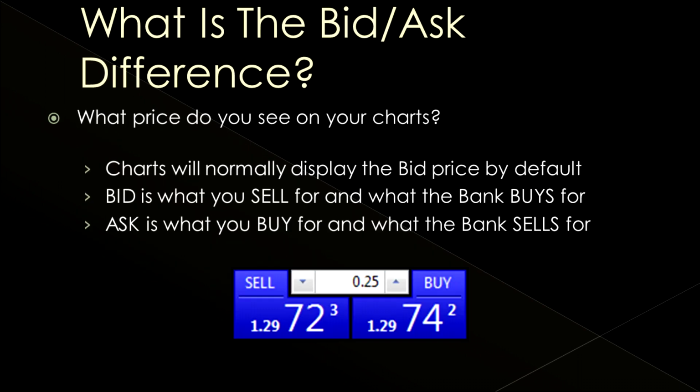Now, what price do you see on the charts? The charts will normally display the bid price by default, such as in the image. Bid is what you sell for and what the bank buys for. Ask is what you buy for and what the bank sells for. And the difference, again, is the spread.